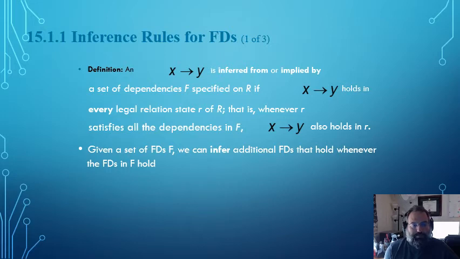Inference rules for functional dependencies. X implies Y is inferred from, or implied by, a set of dependencies F specified on R if X implies Y holds in every legal relation state r of R. That is, whenever r satisfies all the dependencies in F, X implies Y also holds in r. Given a set F of functional dependencies, we can infer additional functional dependencies that hold whenever the FDs in F hold.